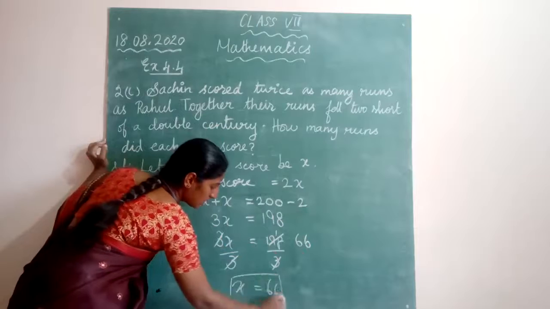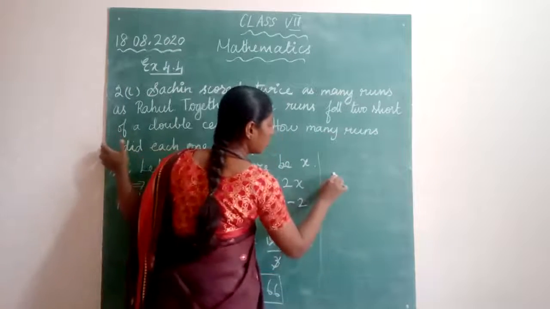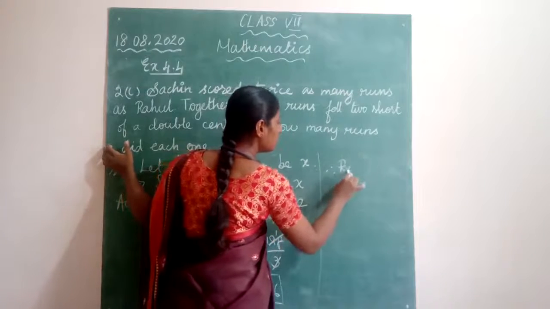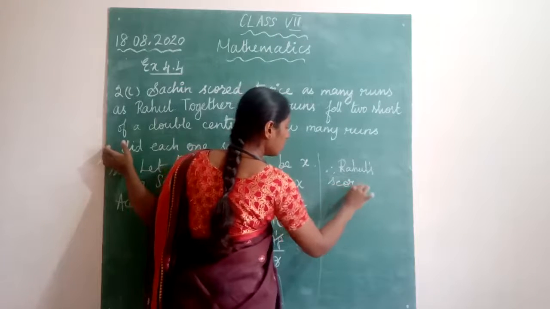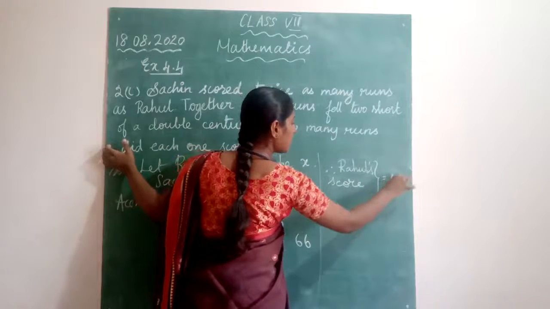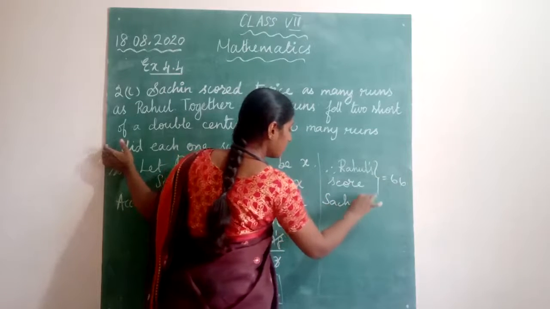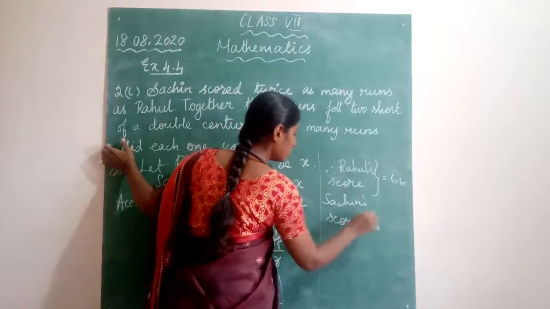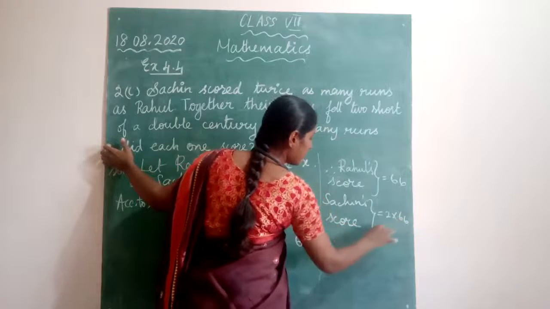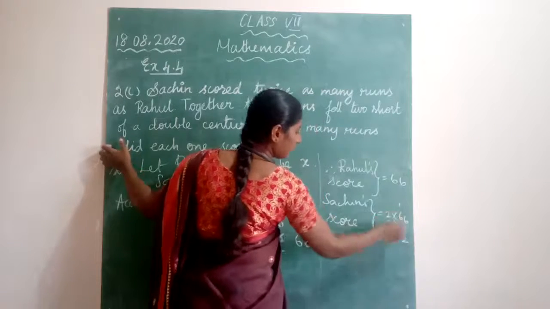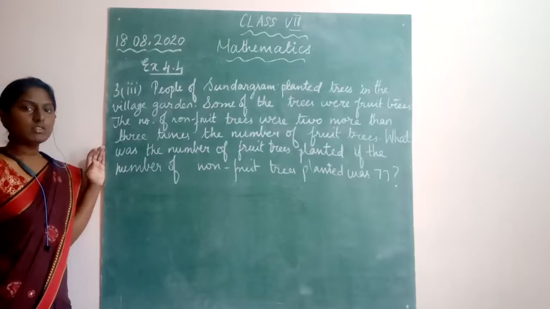Fine. So you will have, therefore, Rahul's score is 66 and Sachin's score is equal to 2 into 66, and that is 6 2s are 12, 6 2s are 12 plus 1, 132. Is it clear? This is the final question of today's session.